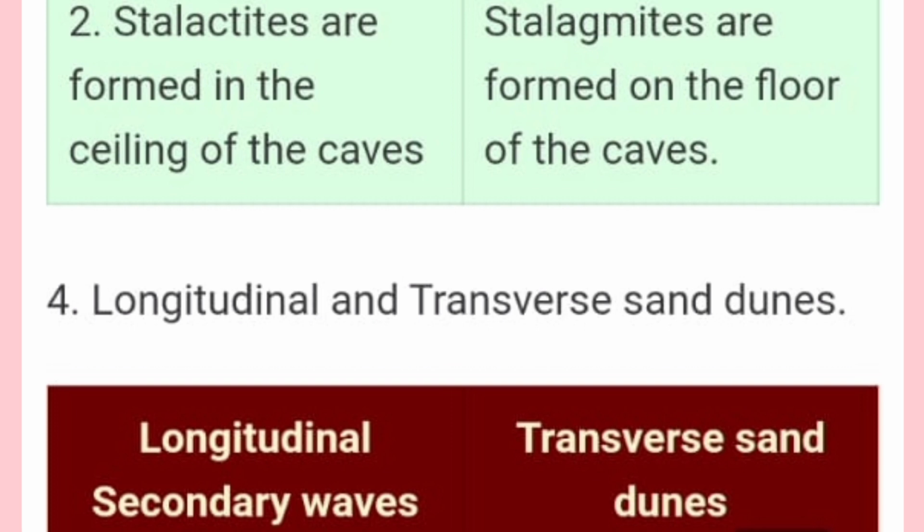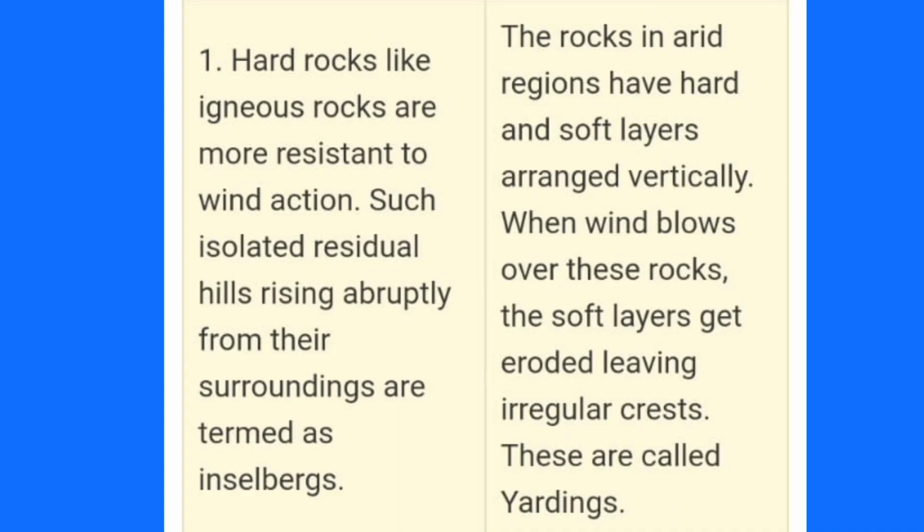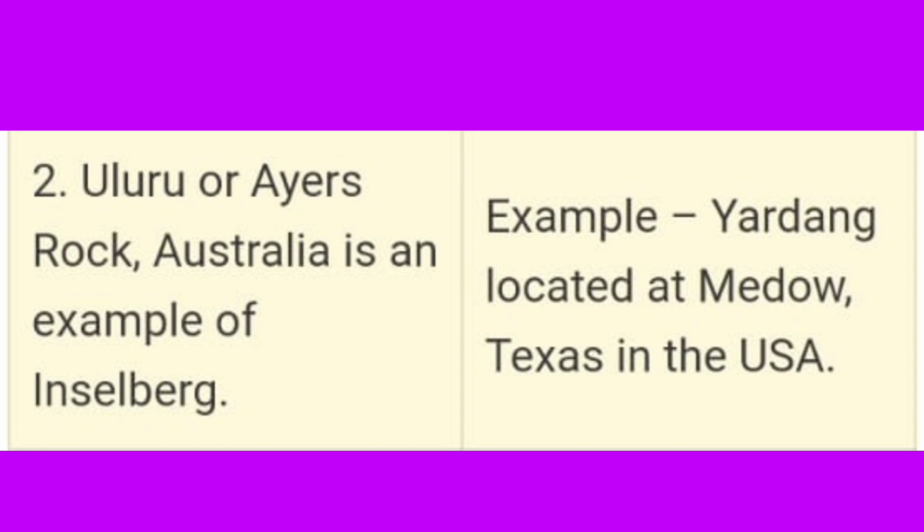Fourth one, longitudinal and transverse sand dunes. First point, hard rock like igneous rock is more resistant to wind action. Such isolated residual hills rising abruptly from their surroundings are termed inselbergs. The rocks in arid regions have hard and soft layers arranged vertically. When wind blows over these rocks, the soft layer gets eroded, leaving irregular crust. These are called yardangs. Second point, Uluru or Ayers Rock, Australia is an example of an inselberg. An example of a yardang is located in Meadow, Texas in the USA.